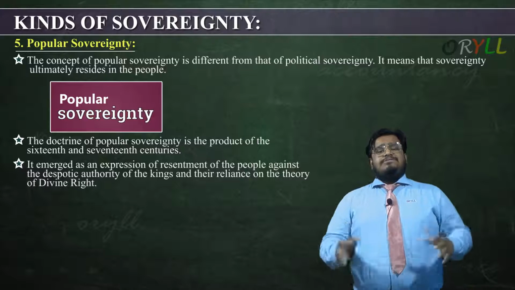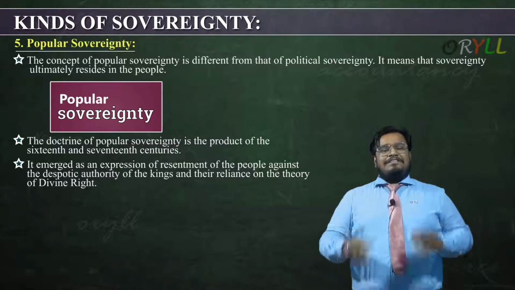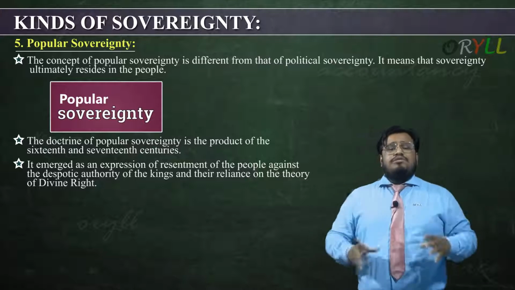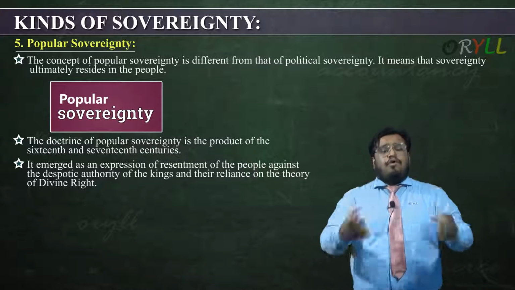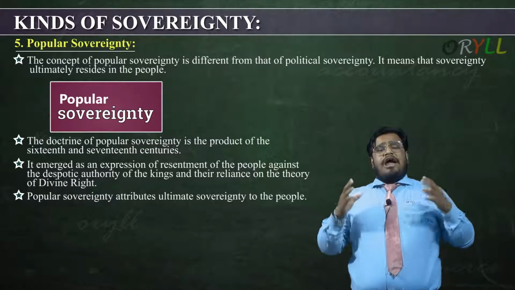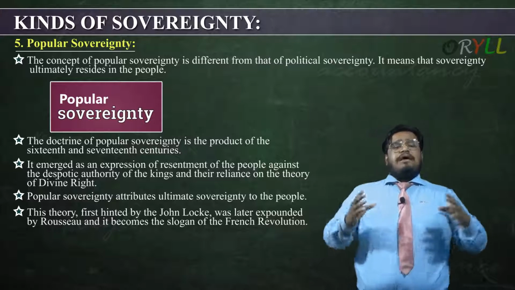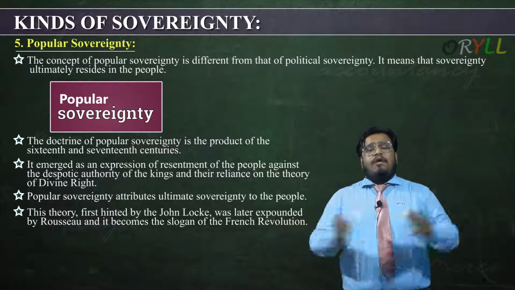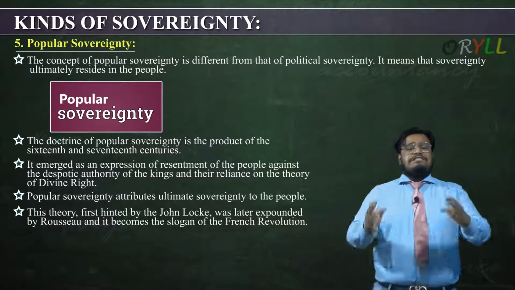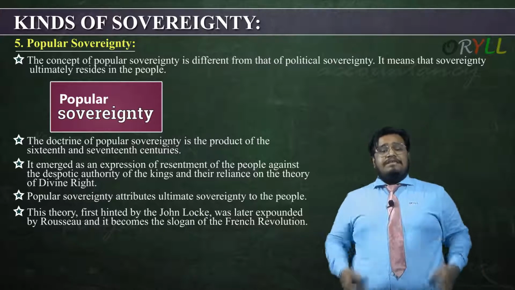It emerged as an expression of resentment of the people against the despotic authority of the king and the reliance on the theory of divine rights. That means they will be despotic, or they won't like the rules and regulations made by the king, and they'll go for their own divine self right. That is popular sovereignty. Popular sovereignty attributes ultimate sovereignty to the people. This theory, first hinted at by John Locke, was later expounded by Rousseau, and it became the slogan of the French Revolution. This popular sovereignty, the sovereignty of the people, became the main motto of the French Revolution.